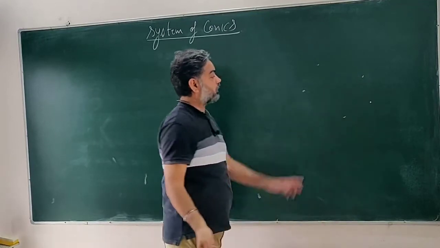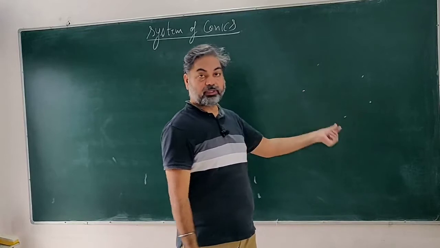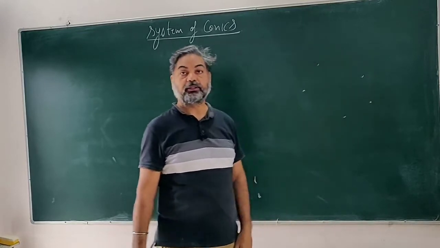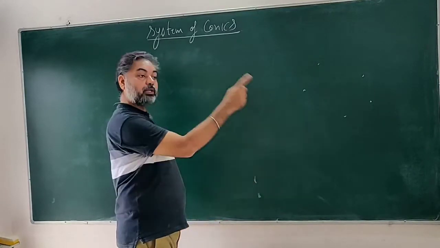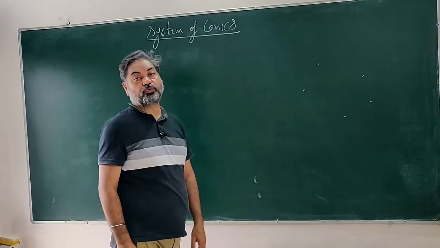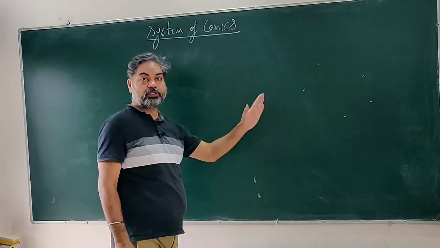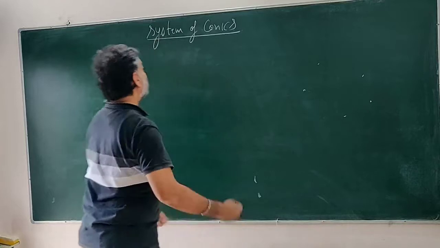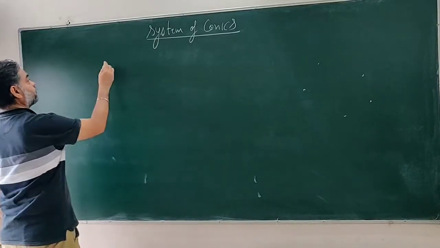If you are given any five points in the plane, (x1, y1), (x2, y2), (x3, y3), etc., then only one conic can be drawn through these 5 points. Passing through these 5 points, only one conic can be drawn. So how do we show that?